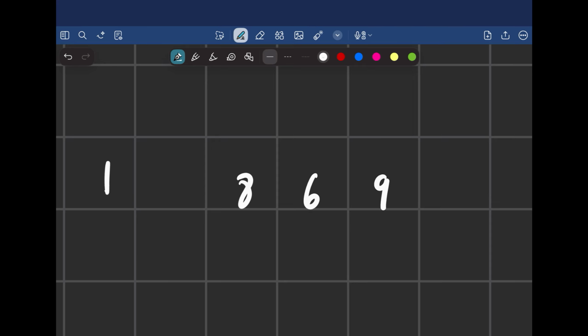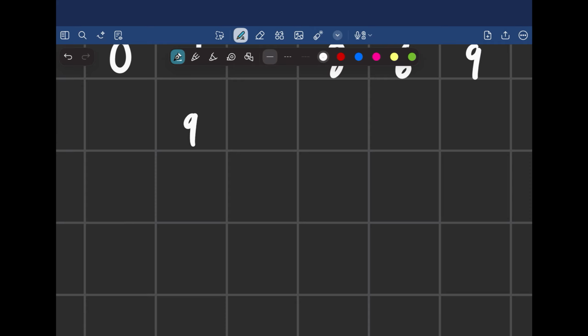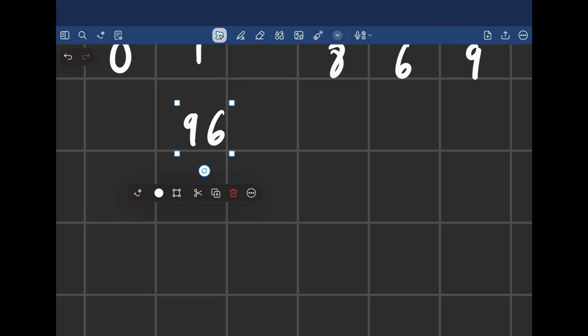Now, 1s and 0s look the same when you flip them. 8, 6, and 9 depend on where you place them. So 8 upside down looks like an 8. A 6 upside down looks like a 9. And a 9 upside down looks like a 6. And so you have to be careful how you place it. But if you say 96 and you flip that upside down, now the way I wrote it, it looks kind of bad, I'll be honest. But it's 96 upside down.